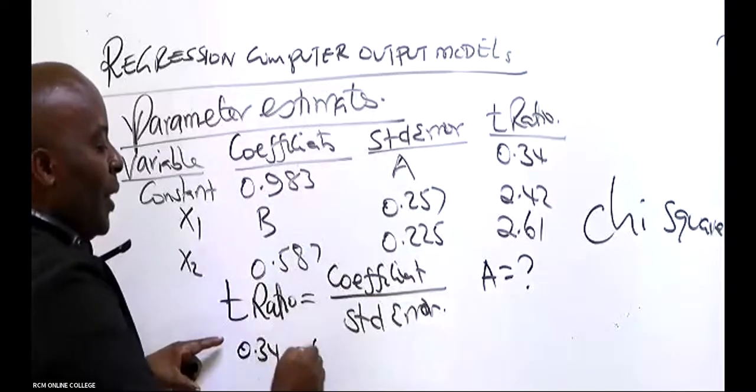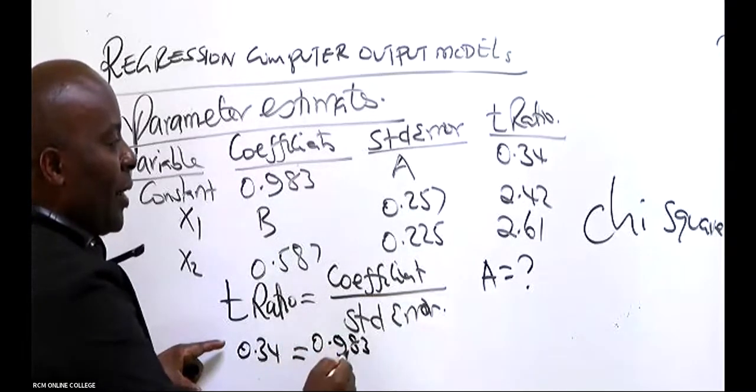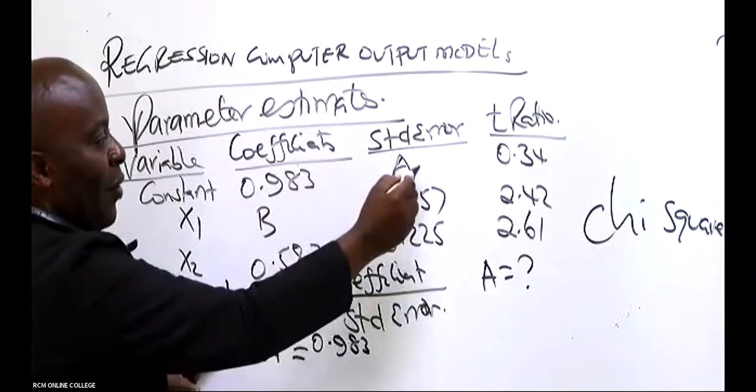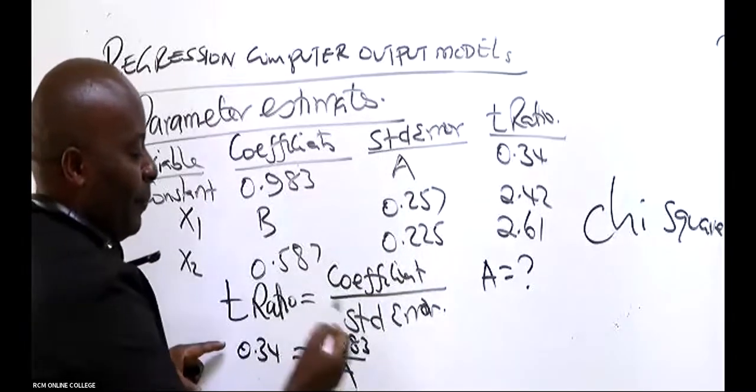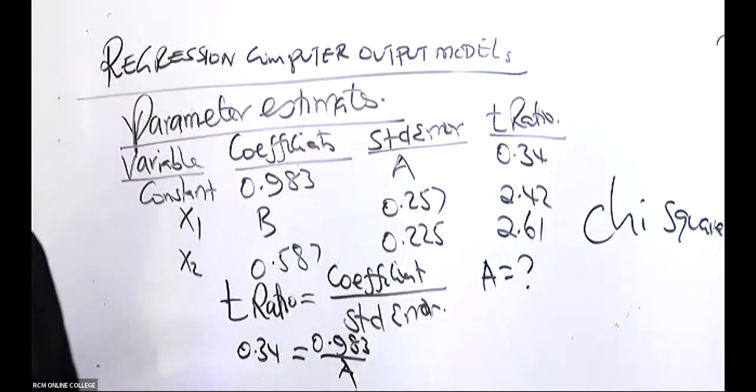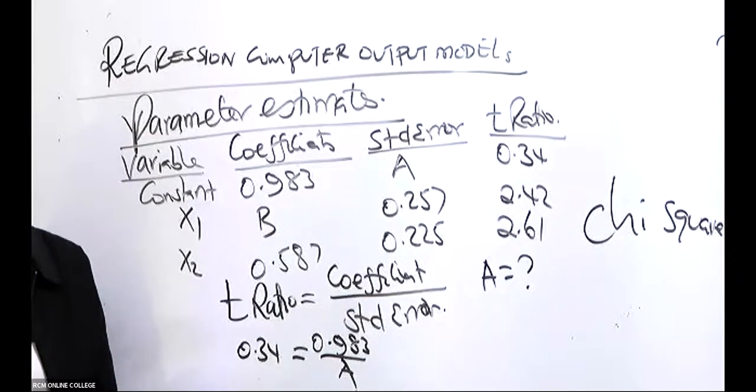The coefficient here is 0.983, and then we divide this by its error. Error, which is what here, somebody? A. So your role is to make A the subject of the formula.